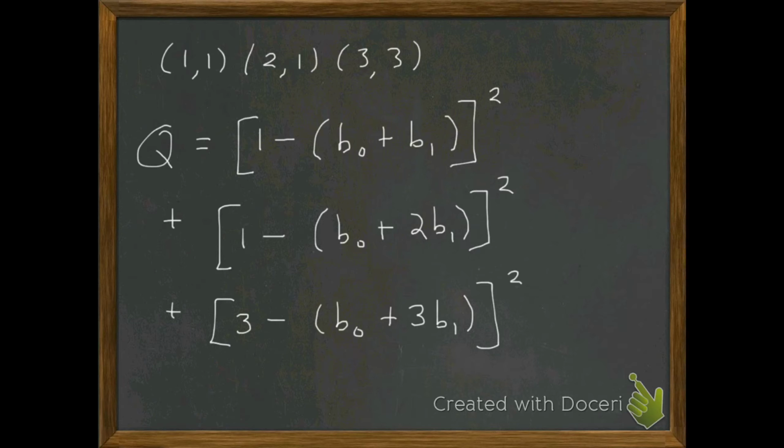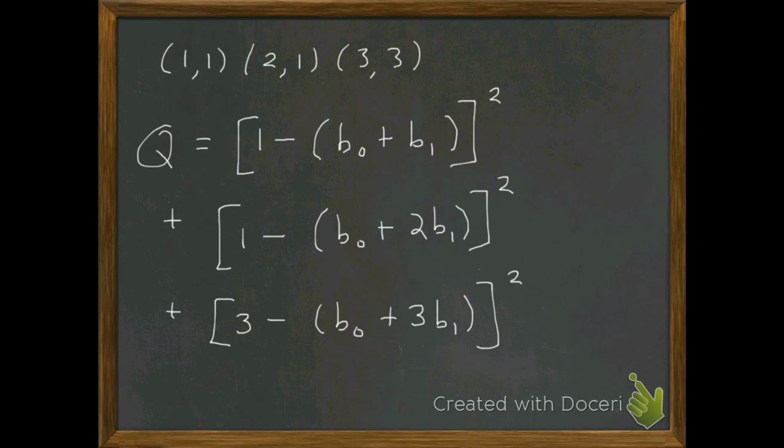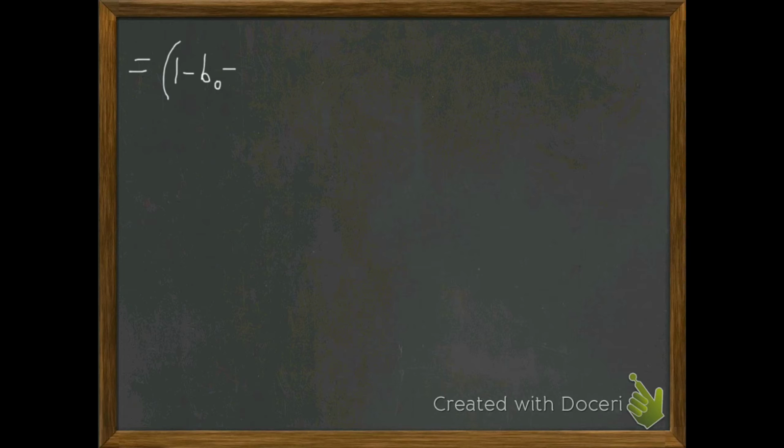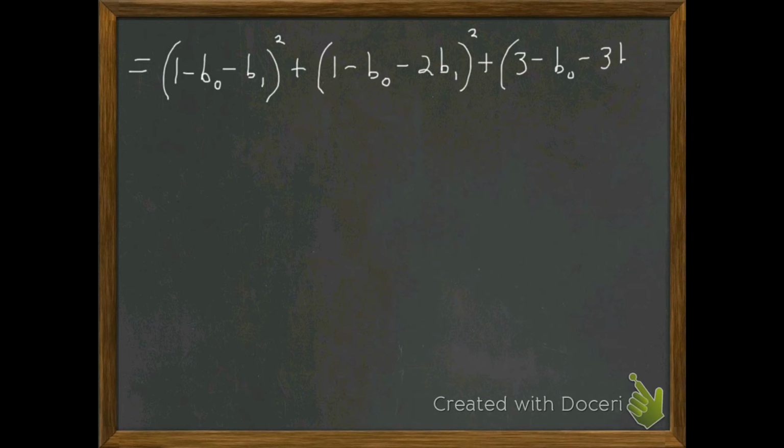So I want to clean this up a little bit. So this is going to be equal to 1 minus b0 minus b1 quantity squared, plus 1 minus b0 minus 2b1 squared. Hoping I can get all this in. Plus 3 minus b0 minus 3b1 quantity squared.